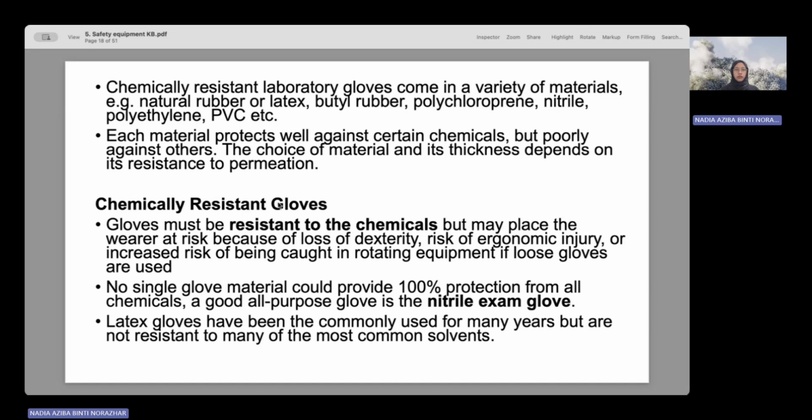Chemically resistant gloves are resistant to chemicals but may place the wearer at risk because of loss of dexterity, risk of ergonomic injury, or increased risk of being caught in rotating equipment if loose gloves are used. There's also no single glove material that could provide 100% protection from all chemicals. A good all-purpose glove is the nitrile exam glove, which we typically use. Latex gloves have been the commonly used glove for many years, but it is not resistant to many of the most common solvents, unlike nitrile.